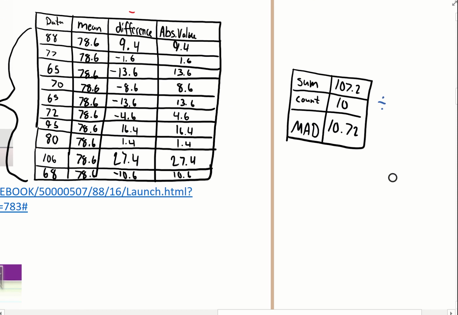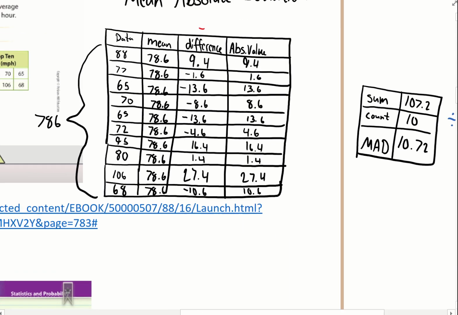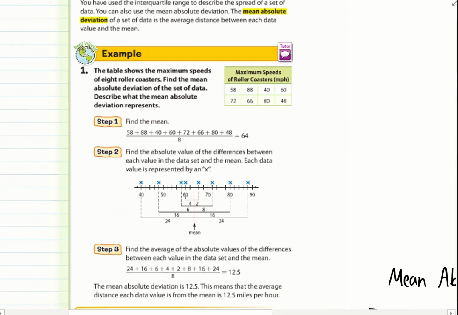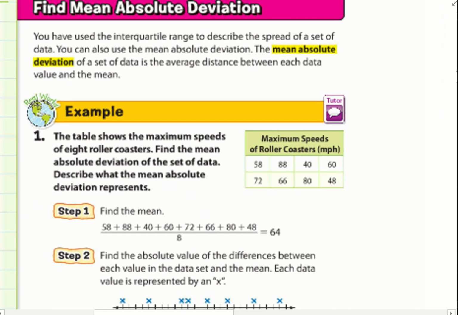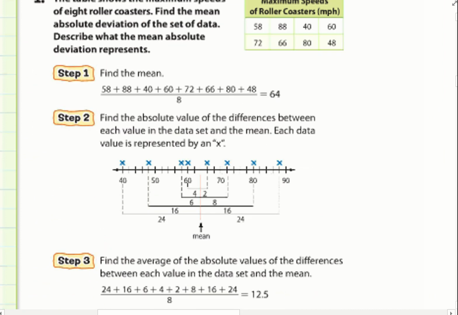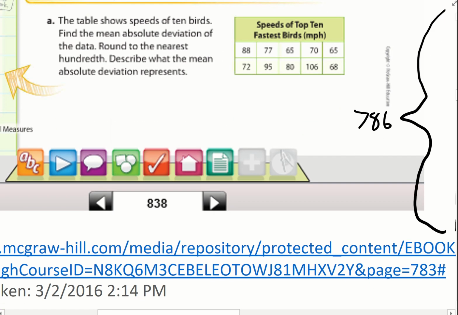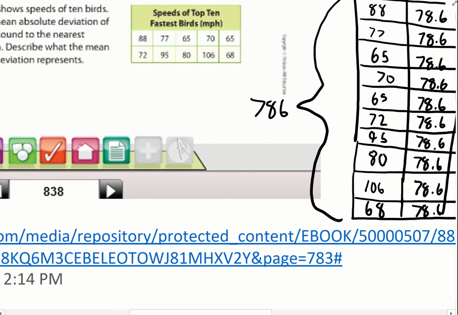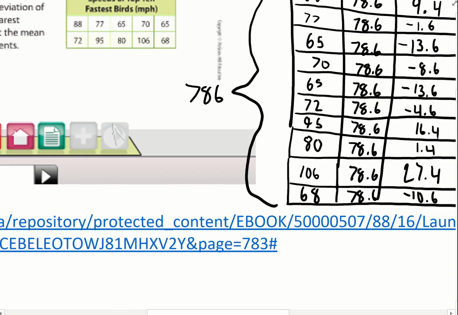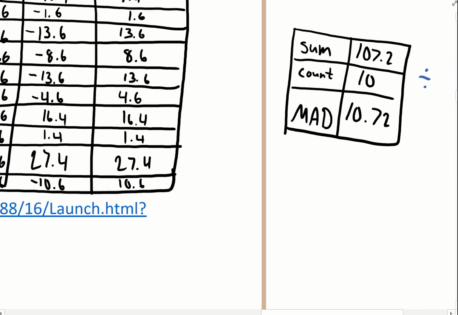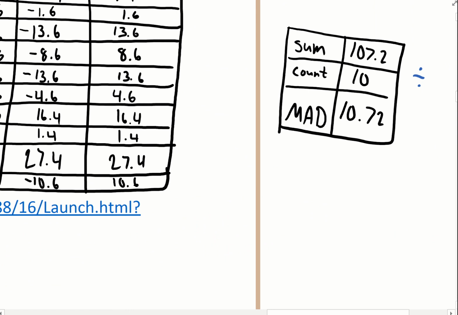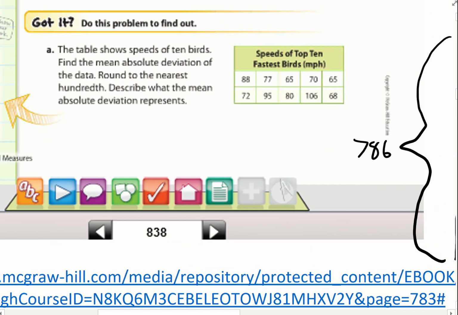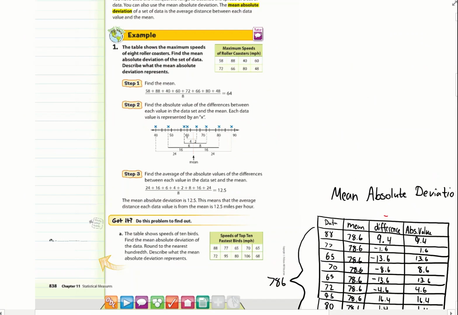I'm going to explain what this means also. The mean absolute deviation is just the average distance between each data value. So the average distance between the data values in the bird speeds, if we put them from least to greatest, is going to be about 10 and 72/100, or about 11 if you round.